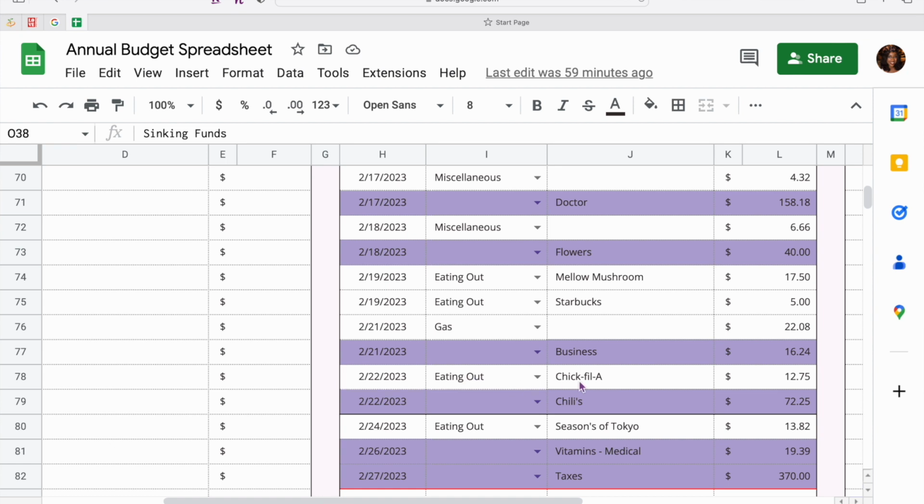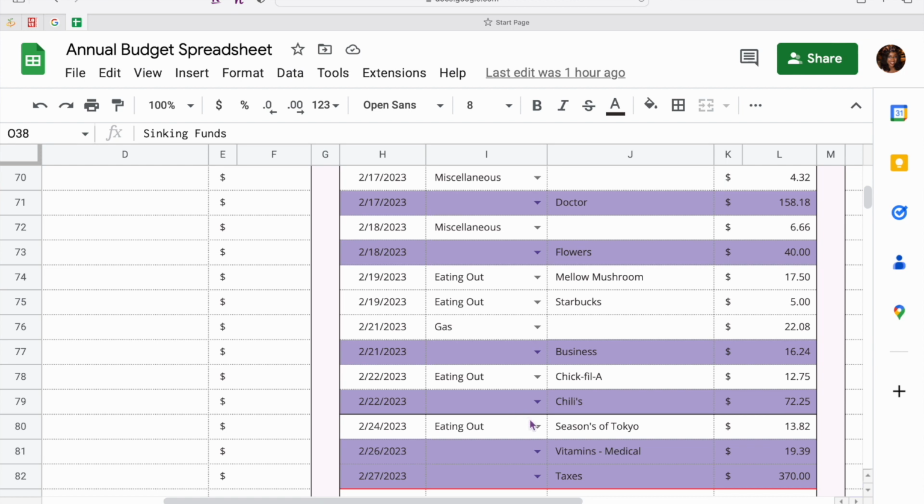Moving down to the 22nd, I ate out again at Chick-fil-A. I got that cauliflower sandwich. It was okay, I did like it, but I probably won't go back and get another one anytime soon, but that was $12.75. Let me know if you guys have tried that cauliflower sandwich. And then later on that evening, my friend wanted to go out because it was National Margarita Day, I think it was. So we went to Chili's and that was $72.25. I did end up paying for both of our meals. She was having a pretty rough day, so I went ahead and just paid for her meal too.